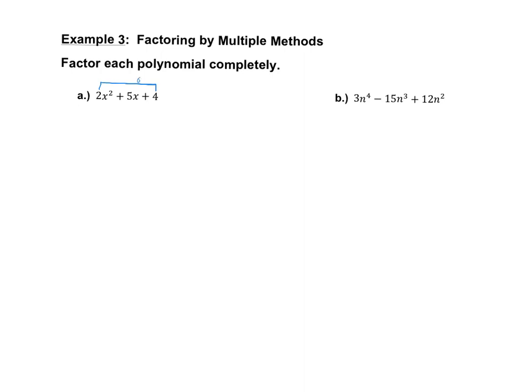So 2 times 4 is 8. I need two things that multiply to 8 that add to 5. My options are 8 and 1, 2 times 4, and that's it. So for that reason, this cannot be factored.